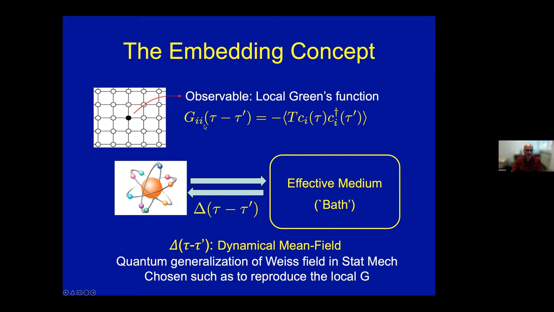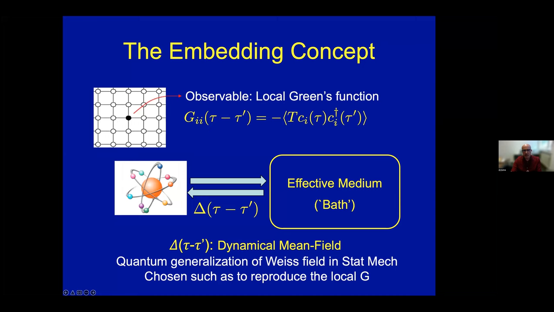So i here denotes an atomic site of the lattice, i equal 1, 2, 3, 4, 5, these numbers, the different sites. And I'm going to focus on the processes in which an electron is removed or created at the same site at two different times. So this is the on-site local Green's function. This will be the key observable in the theory.